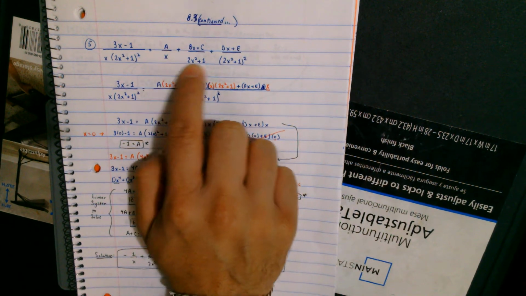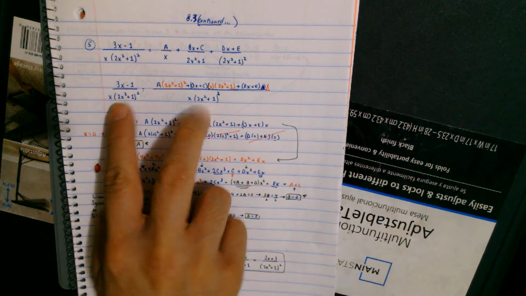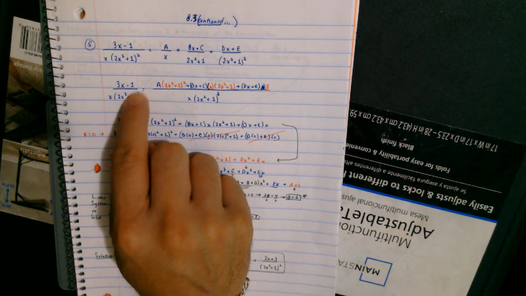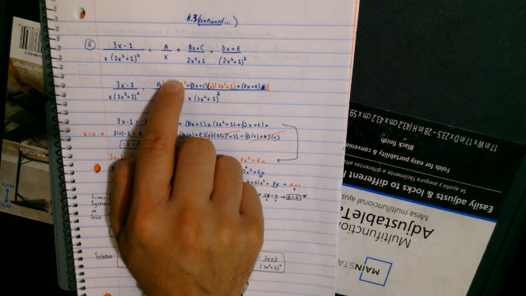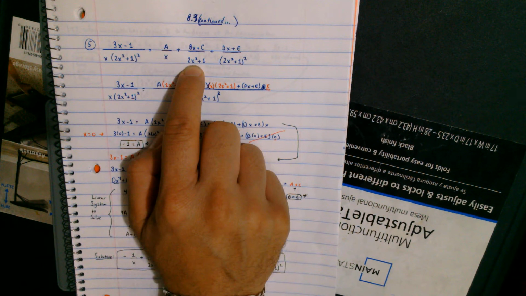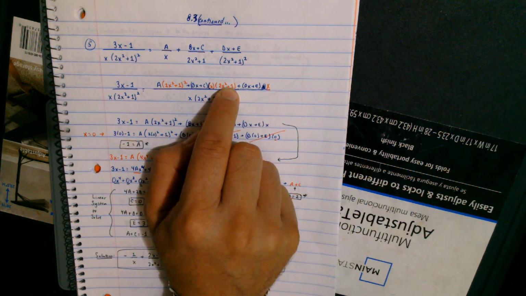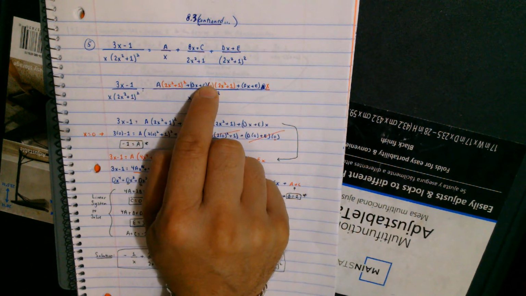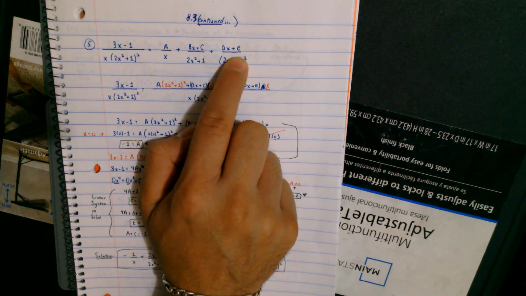So now I want everything to have the same denominator as the bottom here. So x is missing 2x squared plus 1 squared. Bx plus c is missing one of these 2x squared plus 1, but also missing an x. The dx plus e is only missing x.